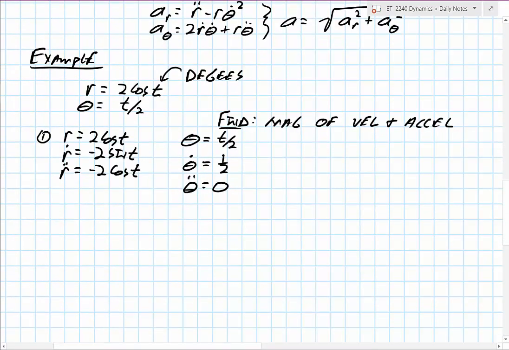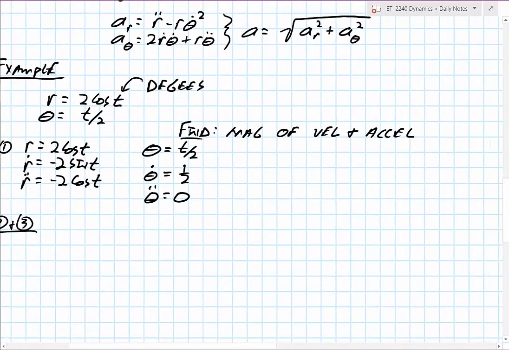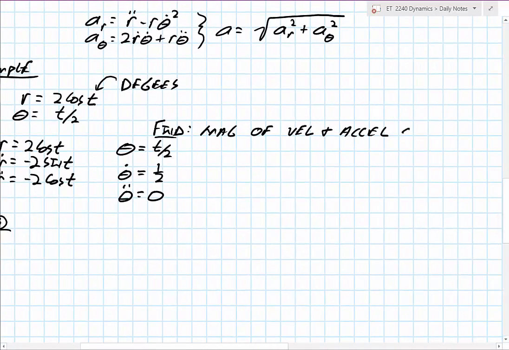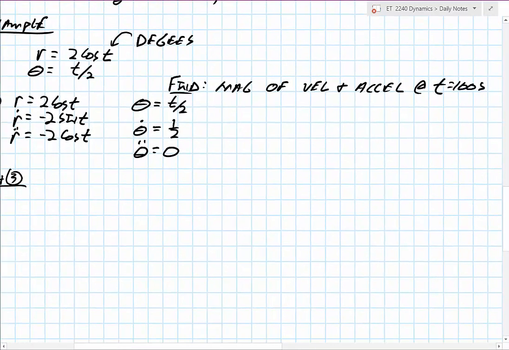After I have those 3 things, the second step that I would do is plug in time. I'm going to do steps 2 and 3 together in this case because that's how I did it in my notes, and otherwise I'll get totally lost. So at time equal 100, oh, I didn't even finish that, did I? Find the magnitude of velocity and acceleration at time equal 100 seconds. It helps if I actually tell you what you're looking for.